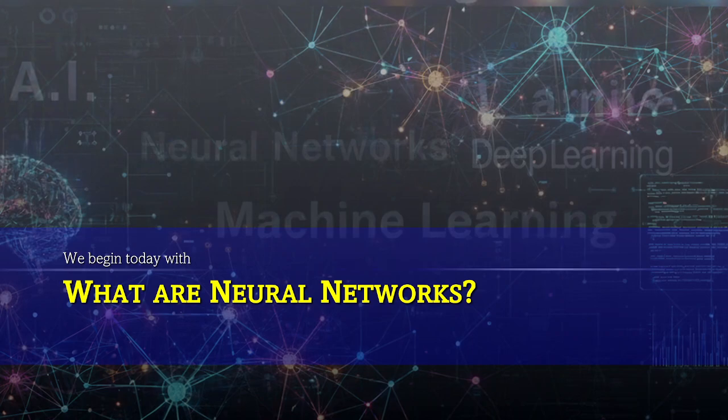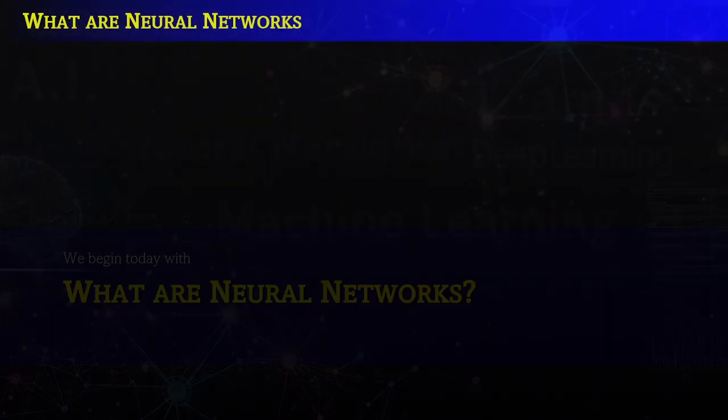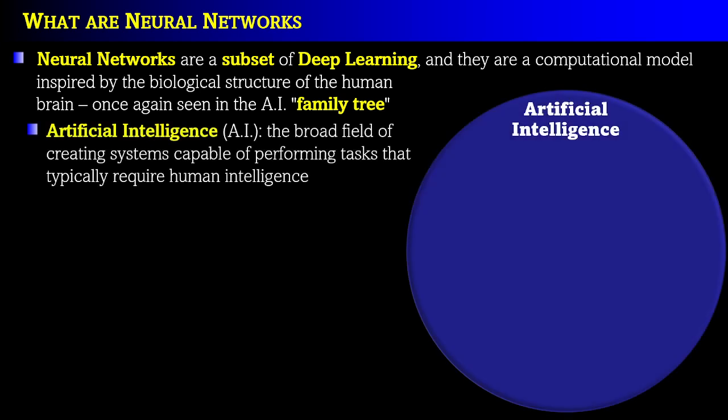All right, so we're going to begin today with the basic question, what are neural networks? Neural networks are a subset of deep learning, what we looked at last time, and they're a computational model inspired by the biological structure of the human brain. We can see this within the aspects of the AI family tree that we've examined in previous lessons.